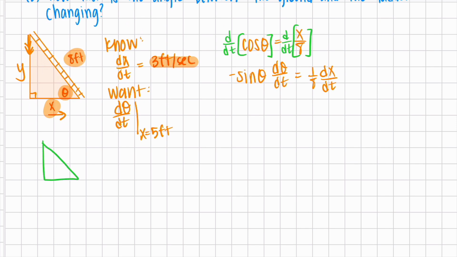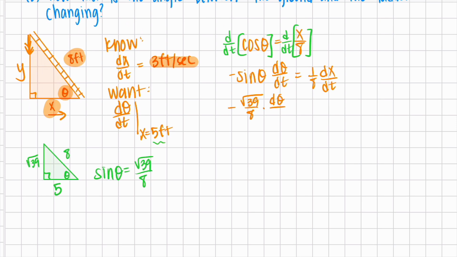I'm going to make a triangle on the side. This is x, this is theta, this is 8. And I should say in that moment, this length is 5. And I want to know sine of theta. We got root 39 from part A. So sine of theta is opposite over hypotenuse, so root 39 over 8. So when I'm plugging in, this is going to be negative root 39 over 8.